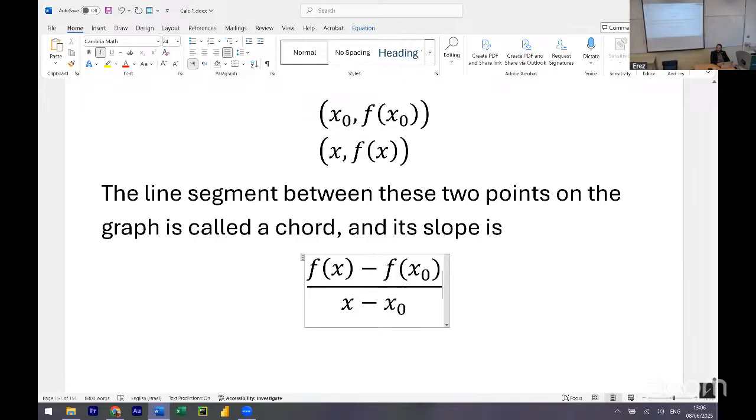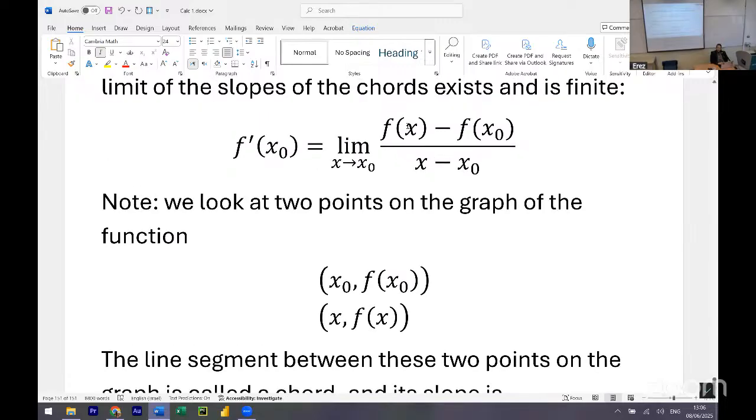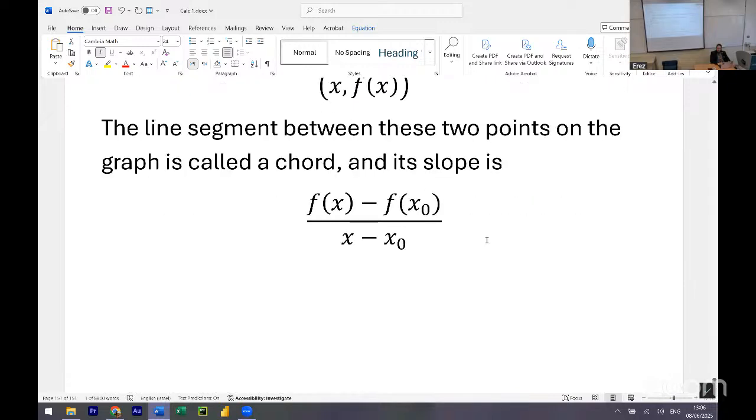And I demand that it will be a finite limit. That's why the cube root of x is not differentiable at 0, because the limit here turns out to be infinity. And that's why it's not differentiable by definition. In absolute value, it's undefined. The limit does not exist. Okay? Let's look at an example.